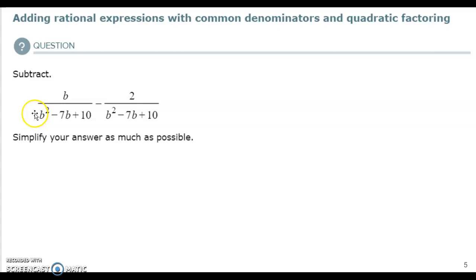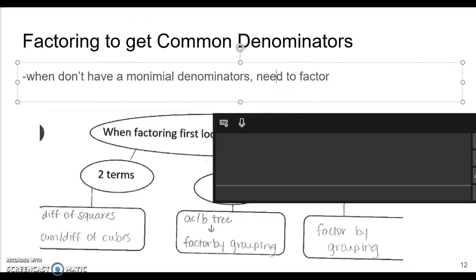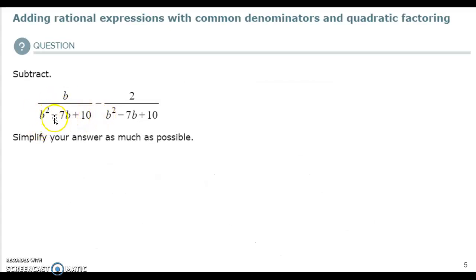This is the same idea, adding and subtracting rational expressions. So we have a subtraction sign, simplify your answer as much as possible. So we need to go back to remembering this chart that we have. Remember, the first step for factoring is looking for the greatest common factor, because in the problem we were just looking at, we have a trinomial, but it's b squared, so it's a quadratic.